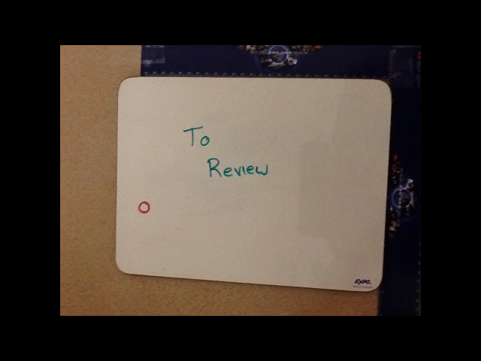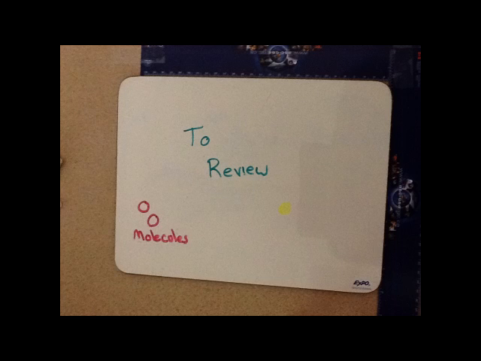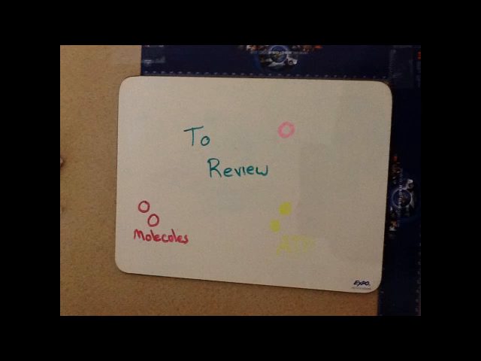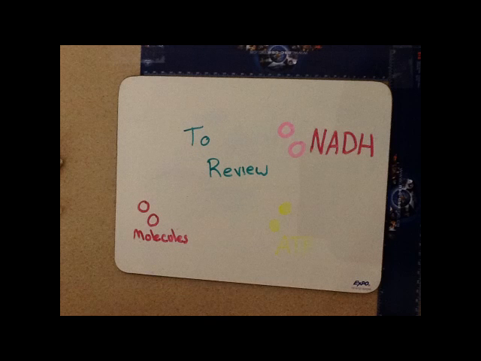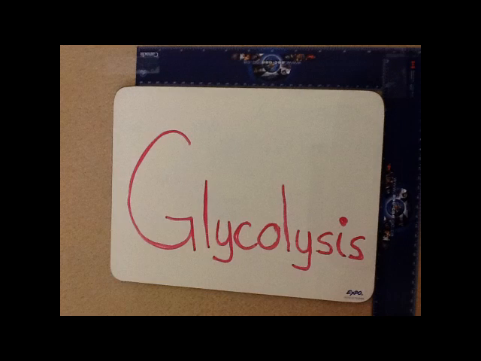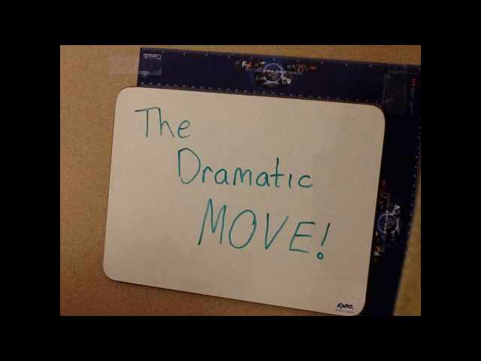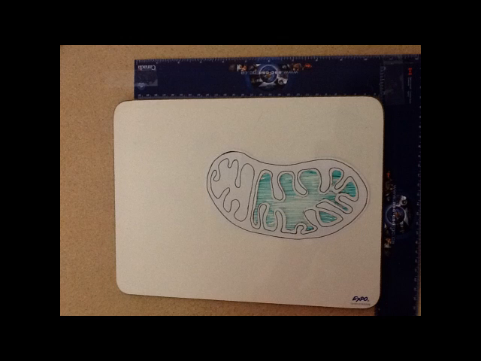To review, by the end of this process, we will have produced 2 molecules of pyruvic acid, 2 ATP that will go towards the total energy, and 2 NADH molecules, which goes to the ETC. After the glycolysis stage, which doesn't use oxygen, it will make the dramatic move into the mitochondria.